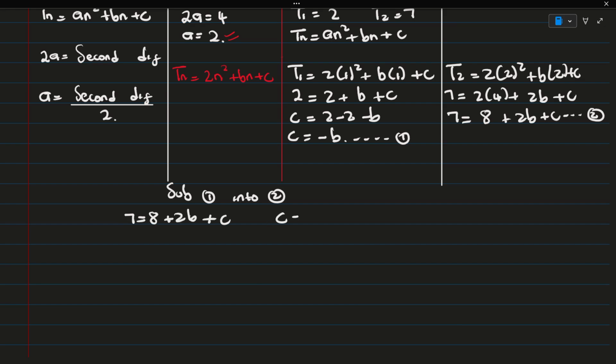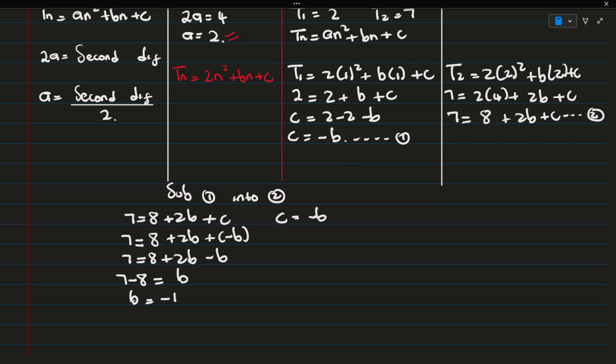But we know our c is equal to negative b. So where we see c, we're going to substitute negative b. 7 is equal to 8 plus 2b plus negative b. So we're going to have 7 is equal to 8 plus 2b minus b. So you simply solve for b. Then it's going to be 7 minus 8 is equal to 2b minus b, which is b. So b is equal to what? Negative 1. I hope you understand till this point.